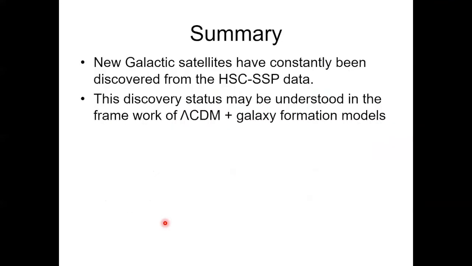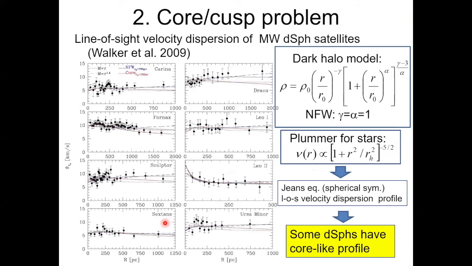Okay, so summary: new Galactic satellites are constantly being discovered, and the discovery state may be understood in the framework of CDM plus galaxy formation model. Sorry, it took so long. So let me very quickly show the second issue, the core-cusp problem.